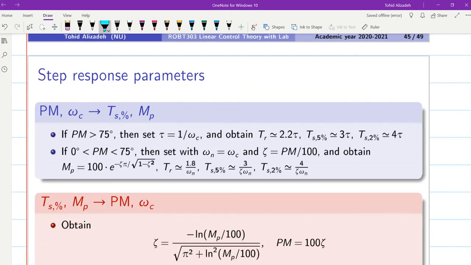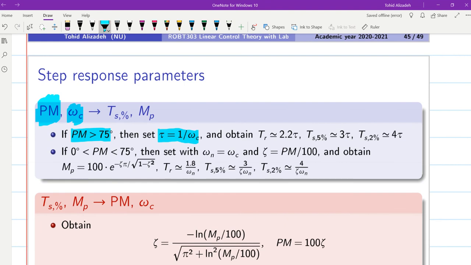So if we have the omega c and phase margin, which could be obtained from the Bode plot of the system, then we will have an estimate for the settling time and the overshoot. If phase margin is bigger than 75 degrees, we will use tau equal to 1 over omega c. We will have a first order system. There will be no overshoot. The rise time could be approximated as 2.2 times tau. Settling time for the 5% and 2% will also be calculated in this way.